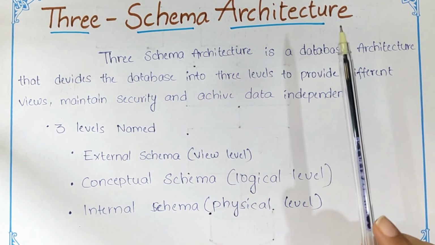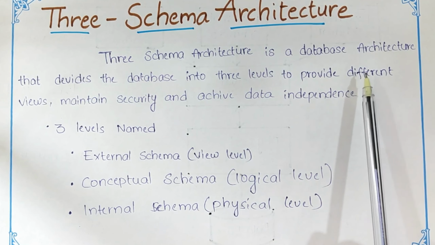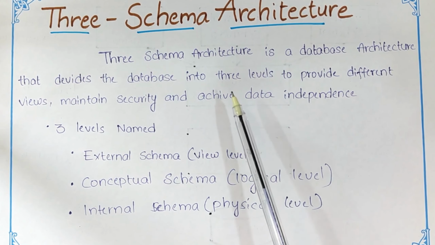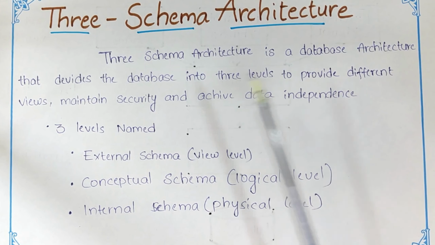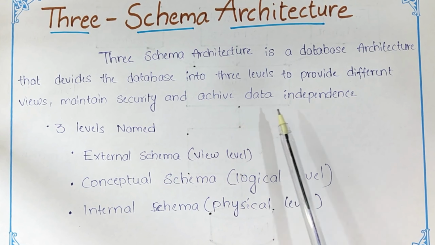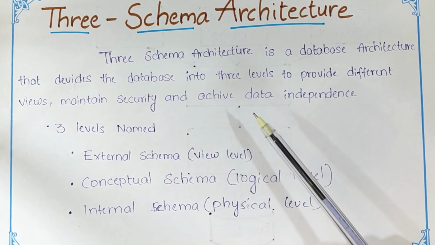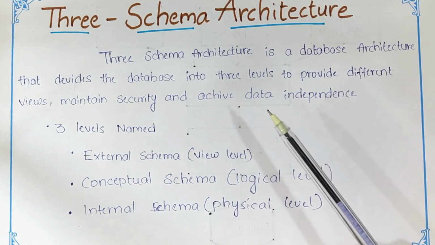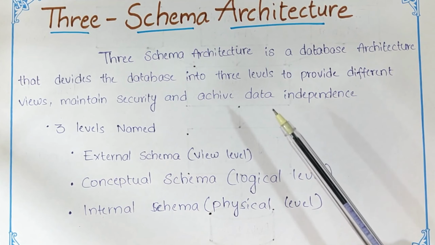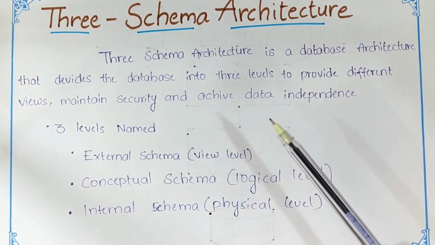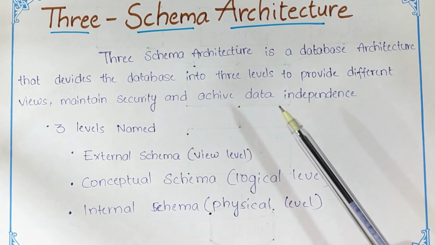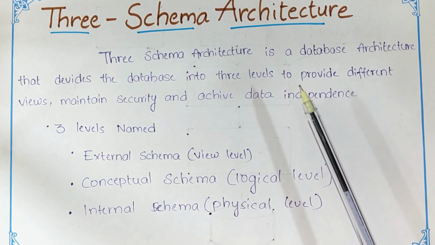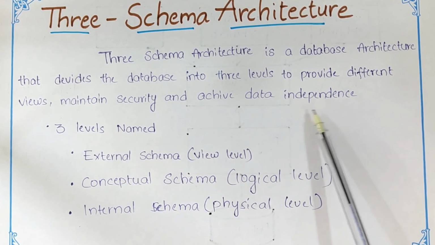Here we define the three schema architecture as a database architecture that divides the database into three levels, as the name says, right? So it is divided into three levels to provide different views, maintain security and achieve data independence. Different views means how the user sees. If we consider a student view, the student can only see the marks. If we consider the teacher's view, the teacher can view the marks and edit the marks, and according to their class they can maintain the details. When it comes to security, no one other than the permitted people can use that.